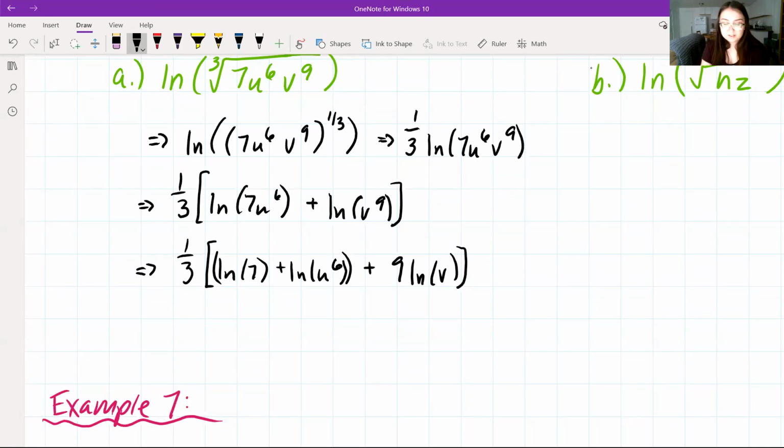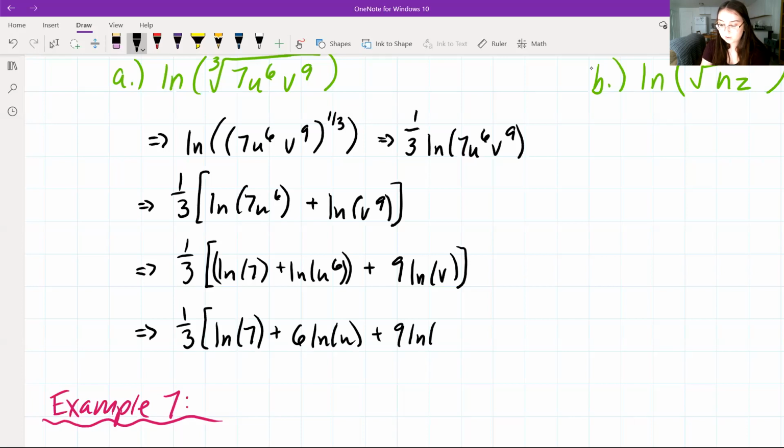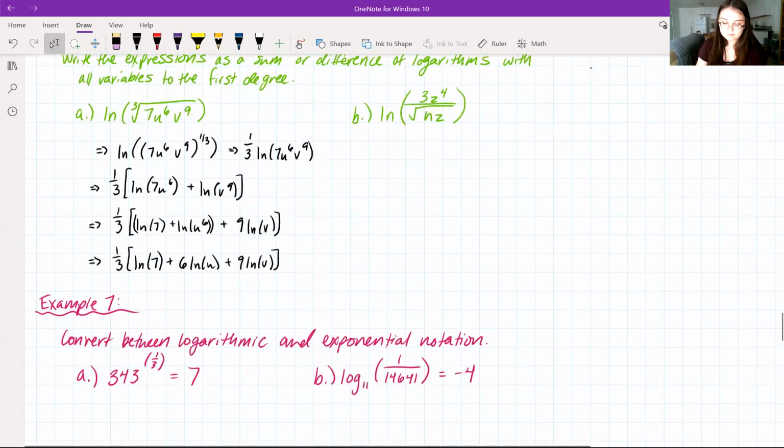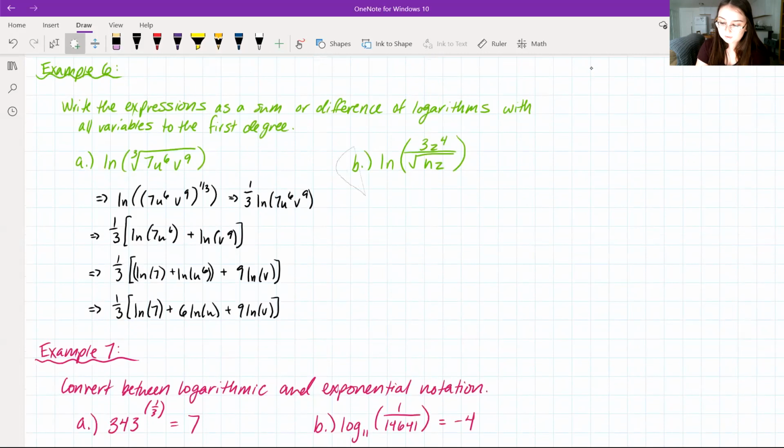Now all that's left is we take out our exponent in the natural log of u to the 6th power. What we end up getting is the natural log of 7 plus 6 times the natural log of u plus 9 times the natural log of v. And I just barely ran out of room. Just barely, so let me move over part B here.